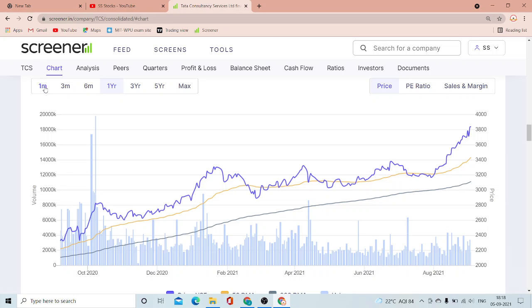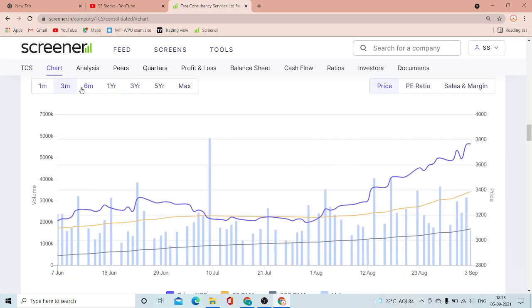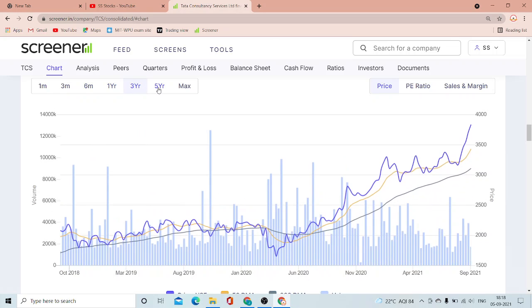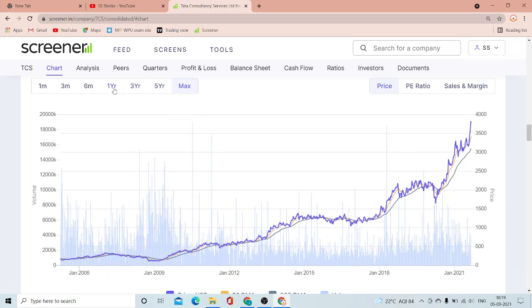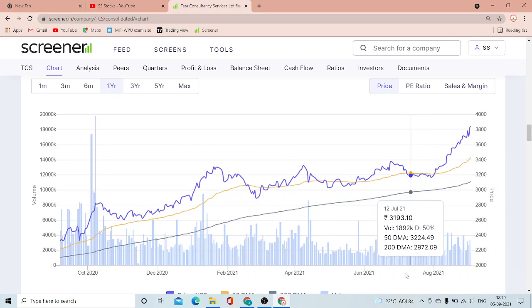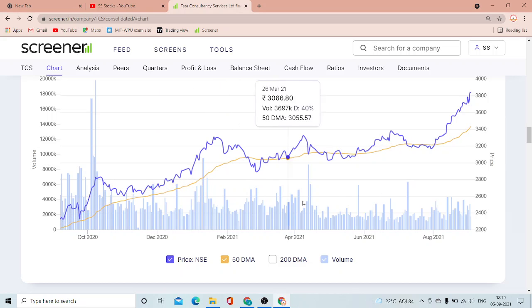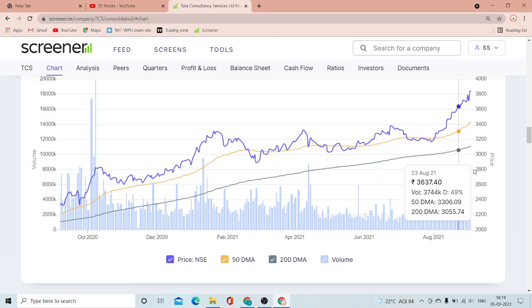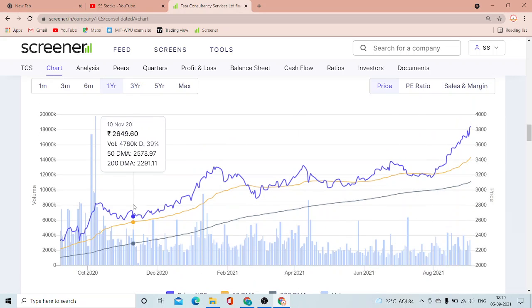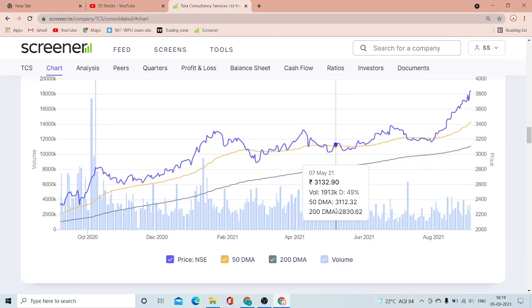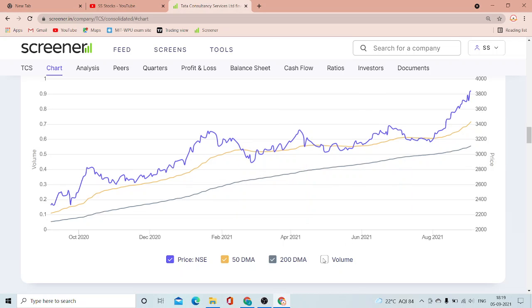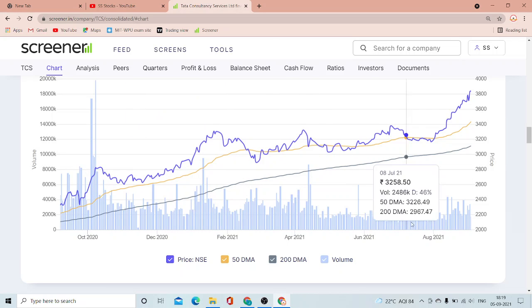Here you will be able to see the 1 month chart, 3 month chart, 6 month, 1 year, 3 year, 5 year and maximum chart. If we go to the 1 year chart, in the 1 year chart you will also be able to see the 50-day moving average line and the 200 day moving average line. So you will be able to know better the price action which is going on in TCS. Volume, so this bottom area is volumes. So you will also be able to know how the volumes are in this particular stock right now.